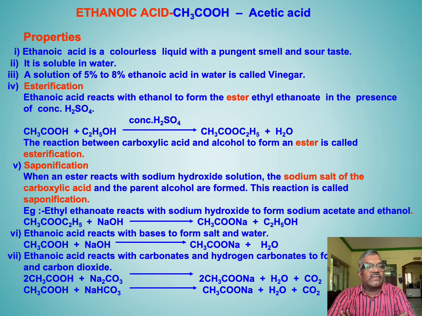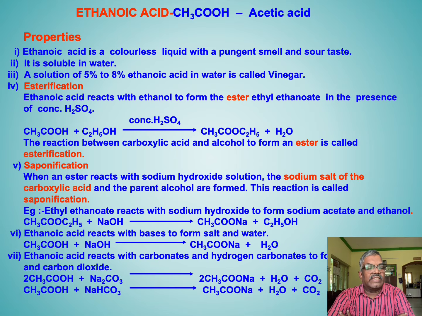So here the reaction involves CH3COOC2H5, that is ester ethyl ethanoate, plus NaOH, sodium hydroxide. Instead of sodium hydroxide you can use potassium hydroxide also. The salt will form, and that is a soap. Then alcohol will form, C2H5OH. Ethanoic acid reacts with bases to form salt and water like other acids. It's a neutralization reaction. Any acid reacts with base to form salt and water.